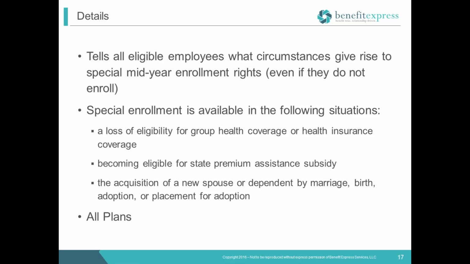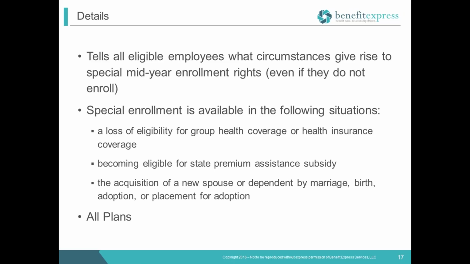Special enrollment is available for loss of coverage or eligibility for group coverage, for example when somebody waives your coverage and goes to the spouse's plan. Another is becoming eligible for state premium assistance, or acquisition of a new spouse or dependent. This is an extremely important notice because it informs the employee that if they have a child, for example, they can add the child during the year.